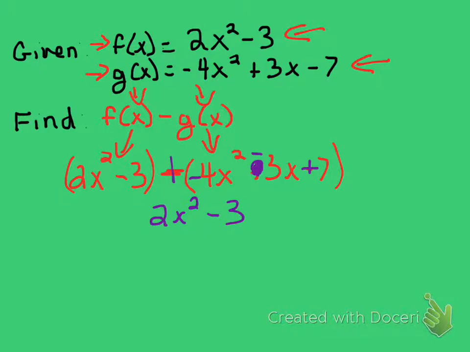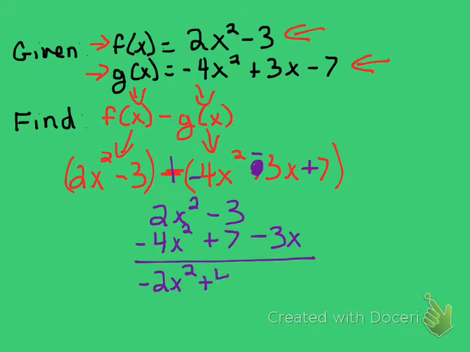So I just have to line these up. Underneath the 2x squared, I'm going to put a negative 4x squared. The negative 3x doesn't have anything to go under, so I'm going to stick it out to the side. And the plus 7 lines up under the negative 3. Now I just combine those like terms, and I get negative 2x squared plus 4. Put a 0 up there to hold my place, minus 3x. Put it into standard form, and my final answer is negative 2x squared minus 3x plus 4.